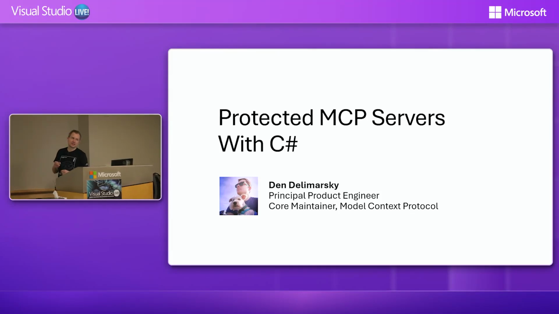I am Dan Bilimarski. I am a principal product engineer at Microsoft here in the Core AI division, and I work on AI-powered developer tools, aka GitHub Copilot, and a bunch of fun stuff that comes with it, with some awesome folks that you might have seen already at VS Live.